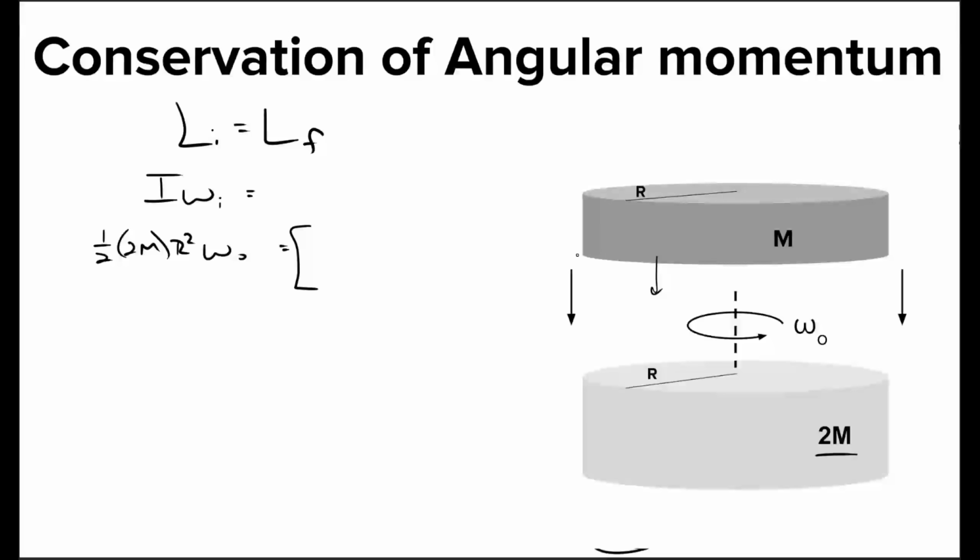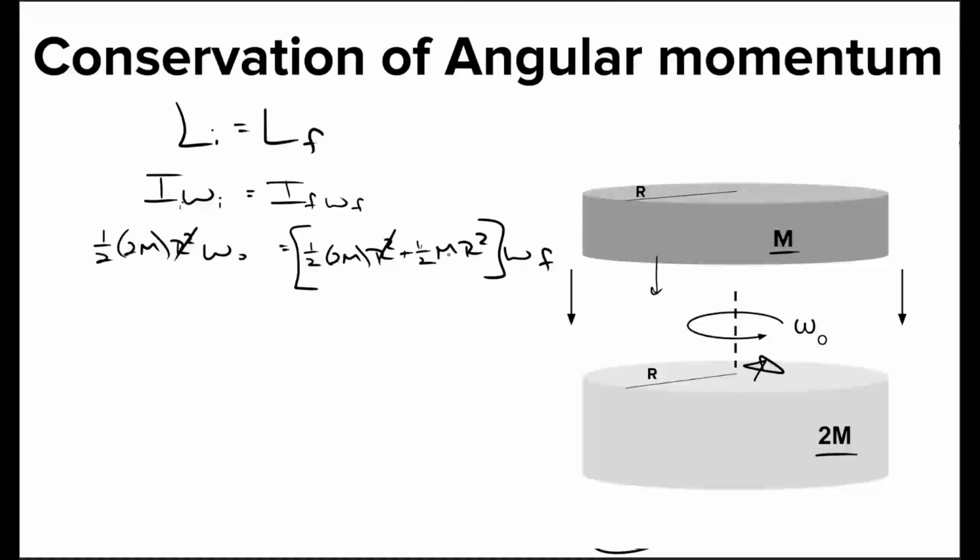Equals, well, they say they stick together. These are cakes, so they stick together. They both start rotating with each other. This is on like a little spinner. Well, to end, I have some total I, right? I final times omega final equals I initial times omega initial. I final is going to be 1/2 2m r squared for the bottom cake, plus this top cake has rotational inertia 1/2, its mass is only m though, m times r squared. And then I multiply by omega final.